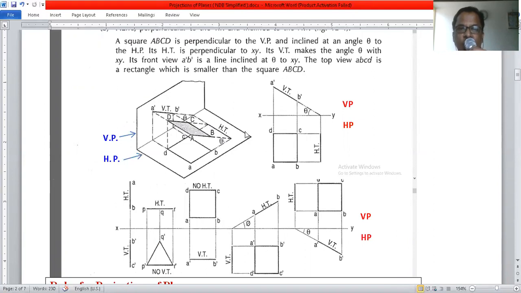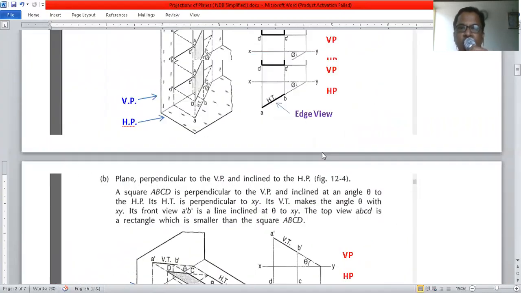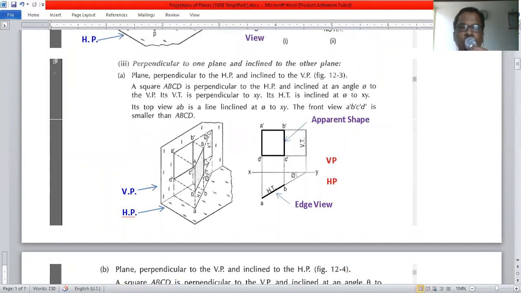So the projection is different and this HT is different. If necessary, this ABCD plane I can extend towards the HP and it is cutting the HP at some line. This particular line is nothing but the HT here. So this edge view itself is the VT, and if this plane is extended here, this is nothing but the VT here. Similarly, in the other diagram also, when this plane is extended to the HP, the view which we have seen as the edge view is indirectly nothing but the HT, because this plane is cutting the HP here.